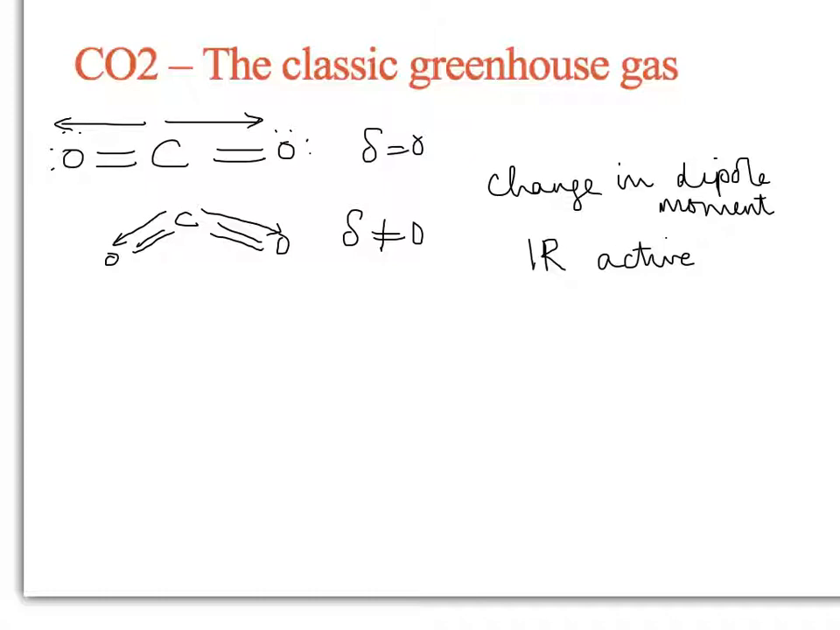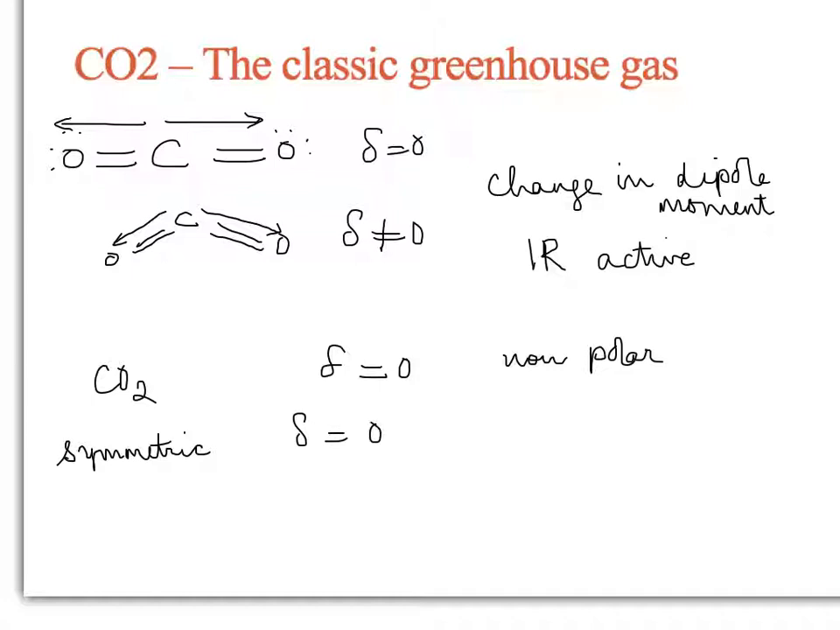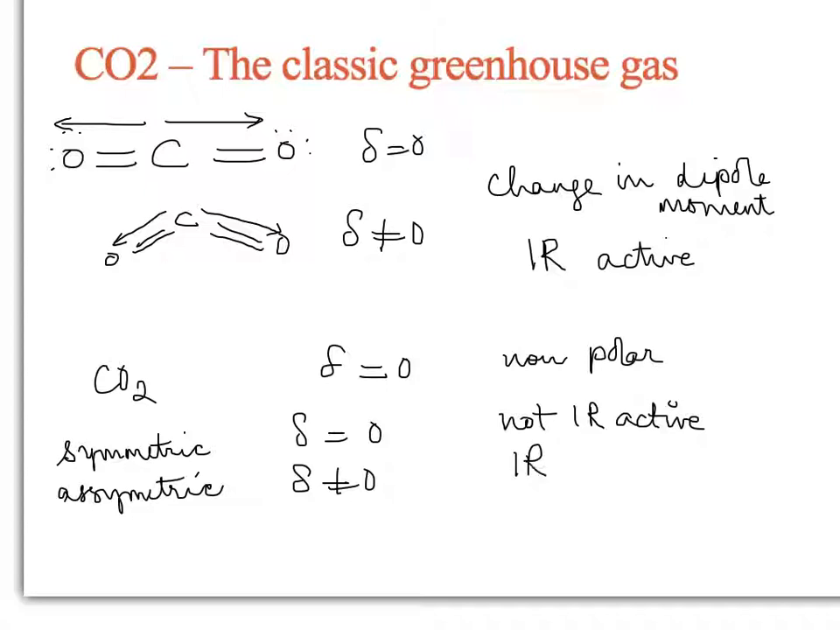So to summarize, carbon dioxide dipole moment equals zero, non-polar molecule. But even though it is non-polar, when I stretch symmetrically, I still have a zero dipole moment. So not IR active because there's no change from the status quo. When I do asymmetric, on the other hand, I get a non-zero dipole moment, a change in dipole moment. Therefore, this mode is IR active.